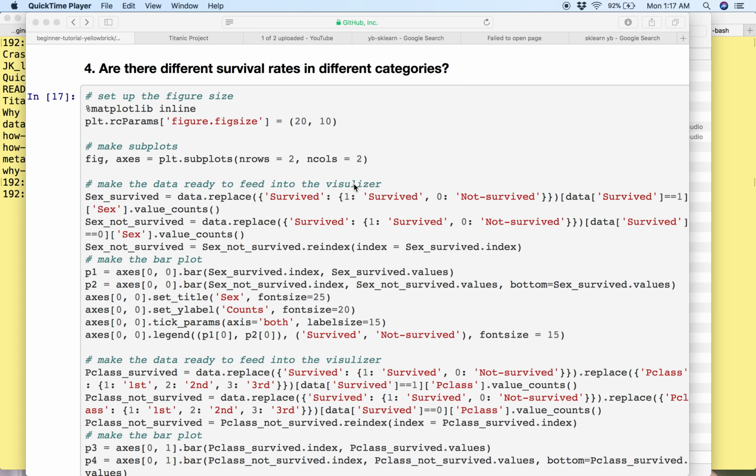Hello and welcome back to our video series, Doing Your First Data Science Project with a Kaggle Dataset. As you know, we are in the Exploratory Data Analysis phase, or EDA, and we're examining the 4 questions we laid out at the beginning of this process.